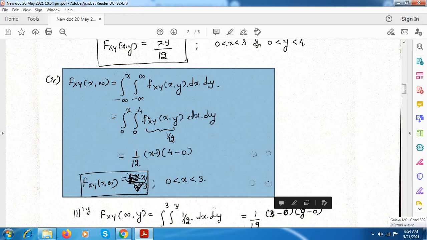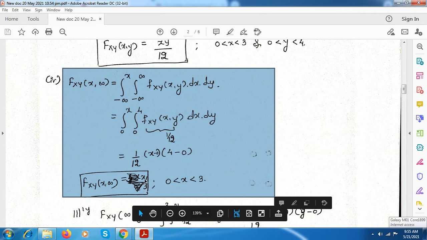and this value is c, which is equal to 1 by 12. If you integrate with respect to dx you get x, then you put the upper and lower limit. The upper limit is x, so x minus the lower limit 0, and if you integrate with respect to y you get y, then you substitute the upper and lower limit, which is 4 minus 0. So here it will be 4x by 12, which is x by 3, and this x can vary from 0 to 3.